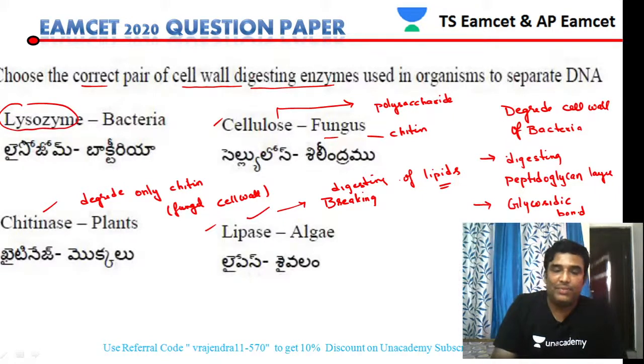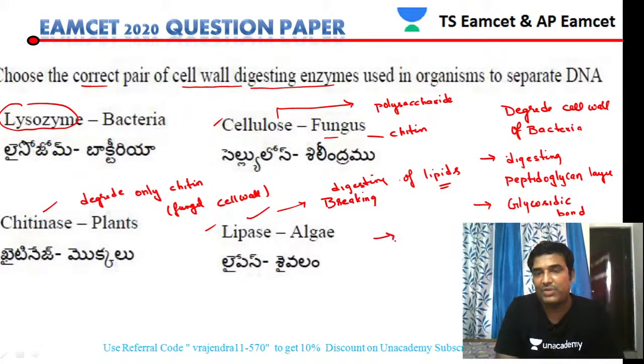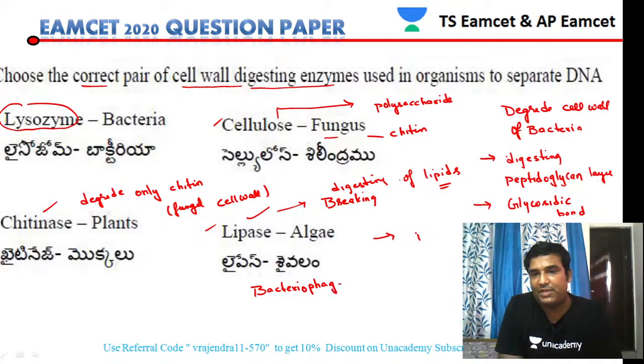So Ashwant is asking one question. Lysozyme is obtained from... So lysozyme is not obtained from bacteria. It is obtained from a virus particle that is called a bacteriophage. So the bacteriophage contains the lysozyme, and lysozyme can be extracted from the bacteriophage.